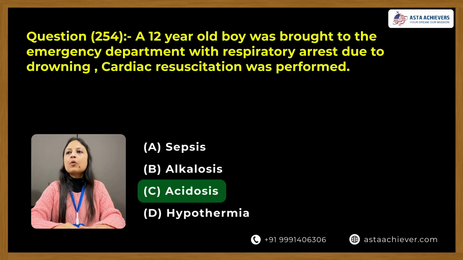Question 254. A 12-year-old boy was brought to the emergency department with respiratory arrest due to drowning. Cardiac resuscitation was performed. What is the major complication that might happen if the patient is not treated quickly after drowning? Option A, sepsis. Option B, alkalosis. Option C, acidosis. And option D, hypothermia. So option C, acidosis, is the correct answer, because acidosis occurs after drowning primarily due to severe prolonged hypoxia and hypercapnia, which result from interruption of breathing and the aspiration of water.